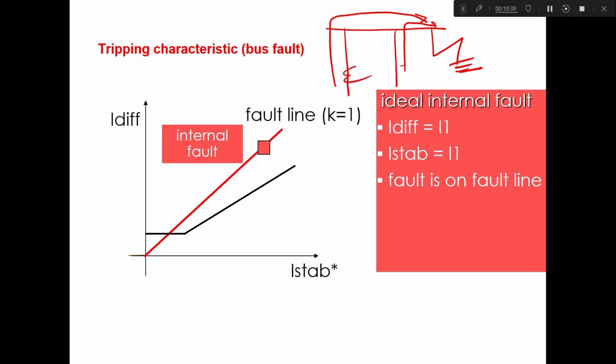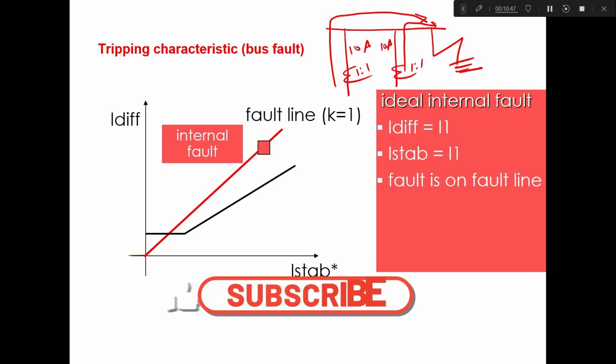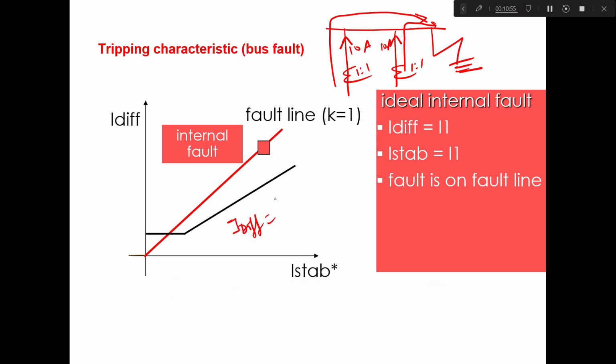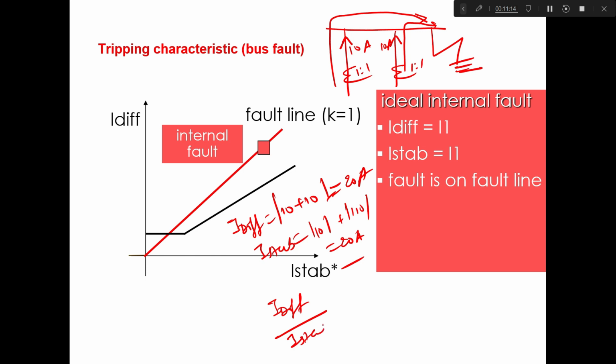And suppose now the current fed by this is 10 ampere, current fed by this is 10 ampere. This is the CT ratio in the 1:1. So this feeder is feeding the current in this direction, this is also feeding the current in this direction. So now your I differential will be 10 plus 10, that is 20 ampere, and I stabilization will be the magnitude of 10 and 10, that is 10 plus 10, and this is equal to 20 ampere. So now if you take the ratio of I differential divided by I stabilization, which is your slope, 10 by 10 is equal to 1.